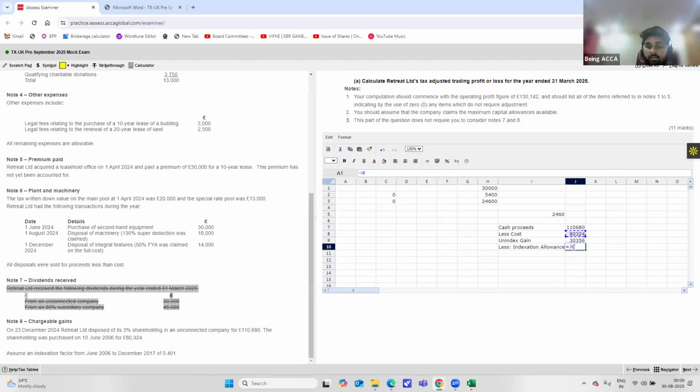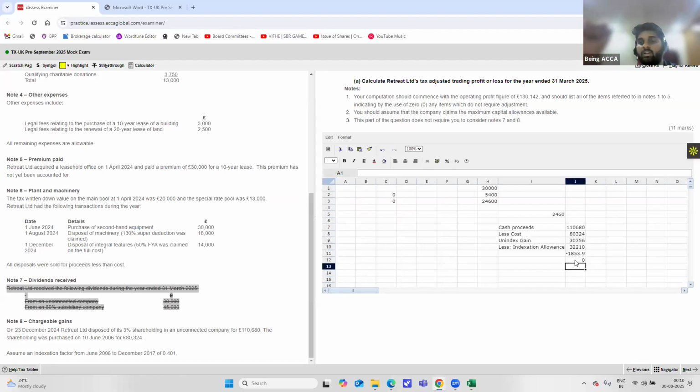Indexation allowance is equal to the unindexed gain cost times 0.401. Always remember, your unindexed gain is 30,356, but your indexation allowance is greater than your unindexed gain. That means your chargeable gains that you should include will be zero. Because of indexation, gains can never convert into losses. The least it can go to is only zero.